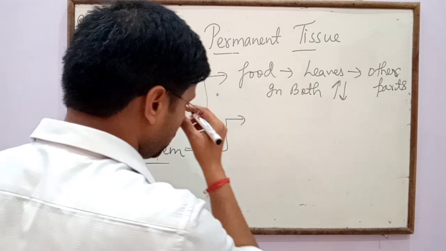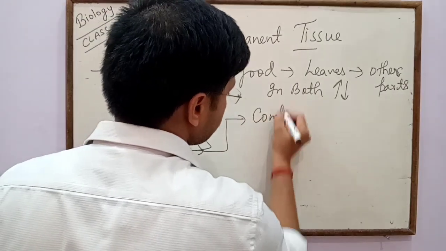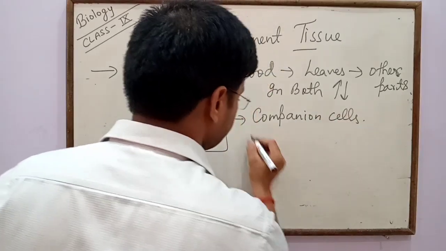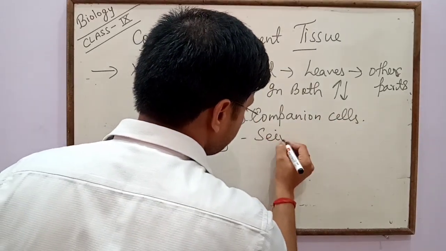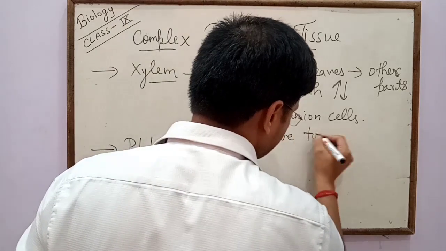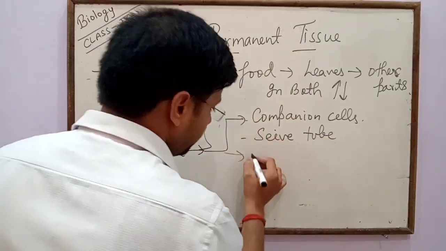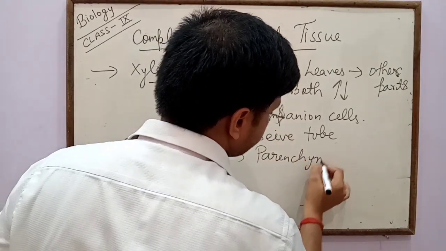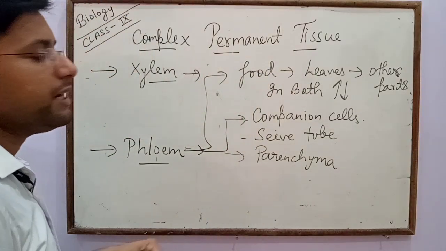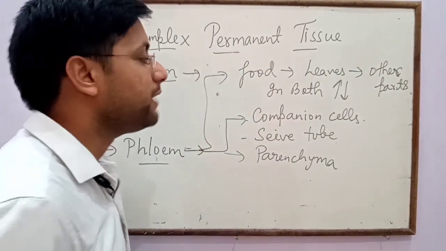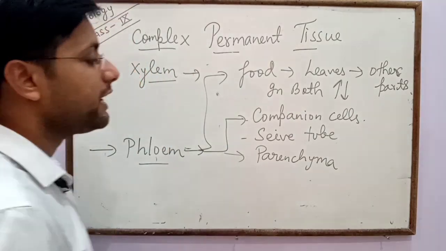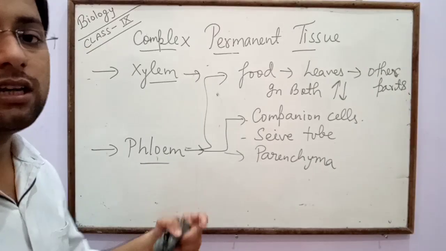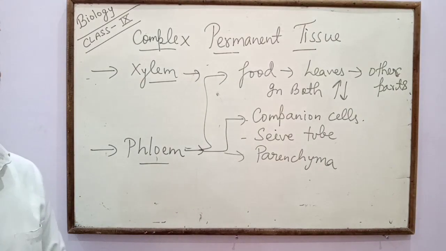In phloem, the main parts are companion cell, sieve tube, and phloem parenchyma. So sieve element means sieve tube or sieve plate, companion cells and parenchyma. These are the main parts of phloem, and phloem conducts food material from leaves to the other parts of the plants.